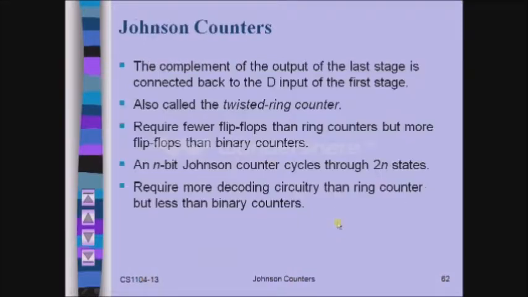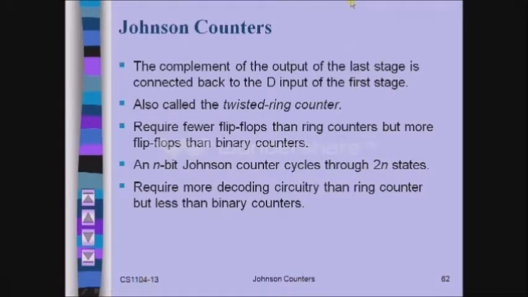Now let us see the next one, that is the Johnson counter. Here the complement of the output of the last stage is connected back to the D input of the first stage. So we are connecting the complement, which is nothing but Q bar of the last stage, as an input to the D input of the first stage. It is also called the twisted ring counter, and it requires fewer flip-flops than a ring counter but more flip-flops than a binary counter. An n-bit Johnson counter cycles through 2n states. So if it is a 4-bit Johnson counter, then it will be producing 8 states.